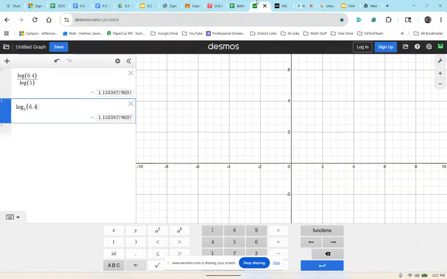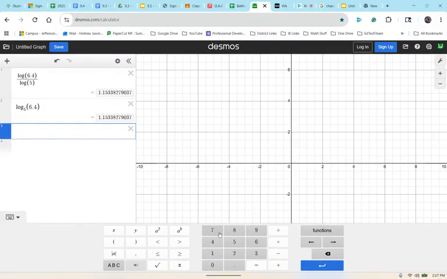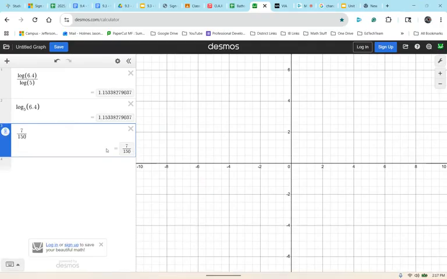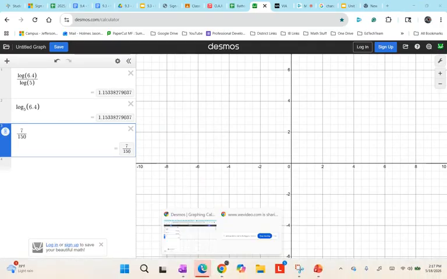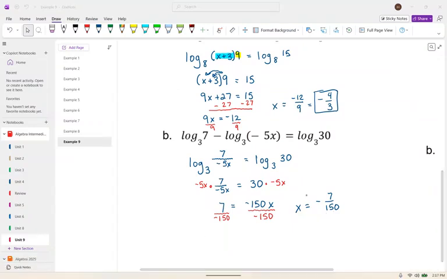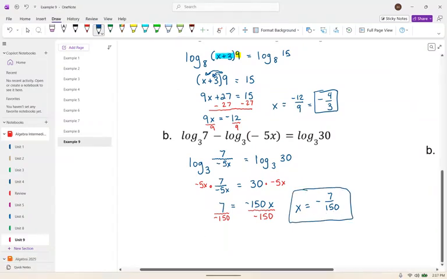Well, it doesn't, but I'm going to prove that it doesn't. I'm going to come right over to Desmos. I'm not sure, so I'm going to go 7 divided by 150. It's going to give it to me in a decimal. I'm going to put it in a fraction, and you can see it stays 7 over 150. So that's going to stay the same. So that's our final answer, and that's how you use the quotient rule or the quotient property of logarithms.